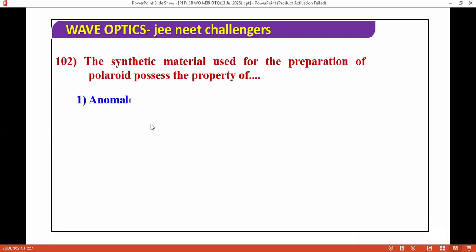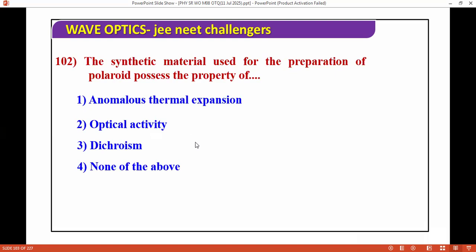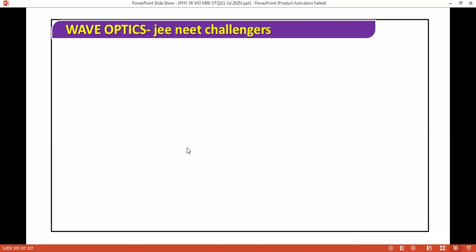The synthetic material used for the preparation of polaroids possesses the property of anomalous thermal expansion, optical activity, dispersion, or none of the above. The correct answer for this question will be dichroism. Next question, I'm moving ahead.